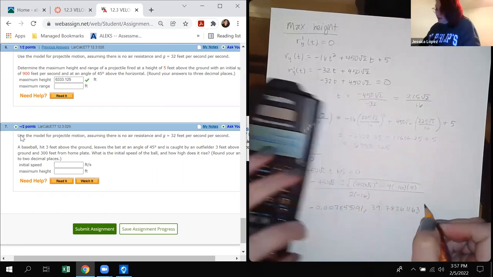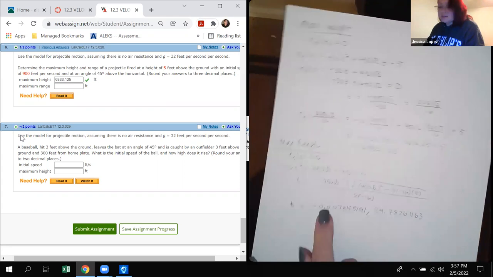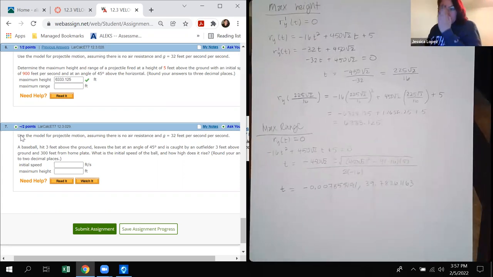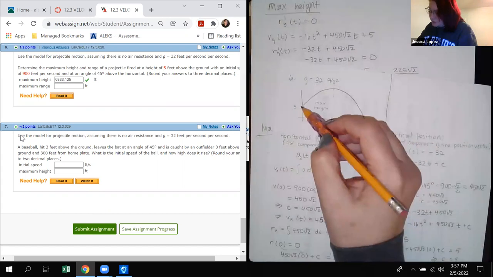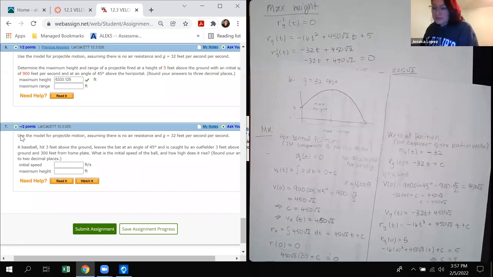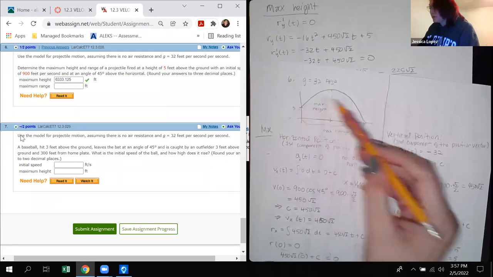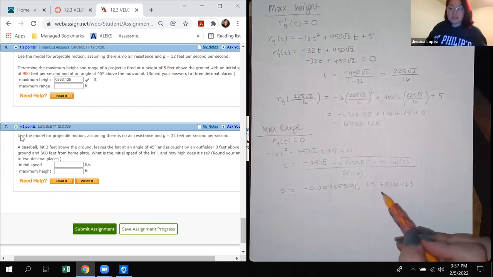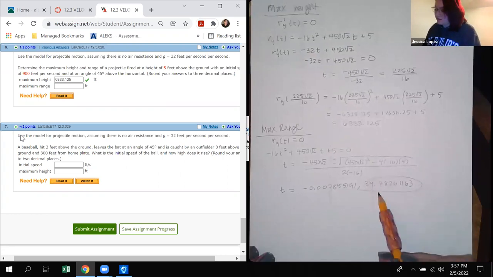And we get 39.78261163. Now, this other t value doesn't make sense. You can't go back in time. It can't happen before it started. Graphically, all it's saying is that if you were to continue the curve, that's where it would have hit on the other side. But that's not the one we're concerned about. We're concerned about what happens over here. So we're only going to take the one that makes sense for time, and that's this value here.